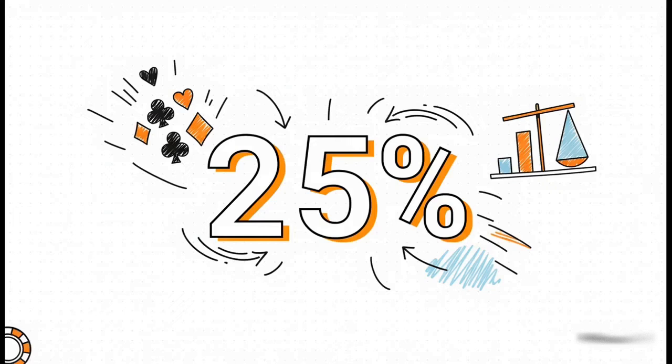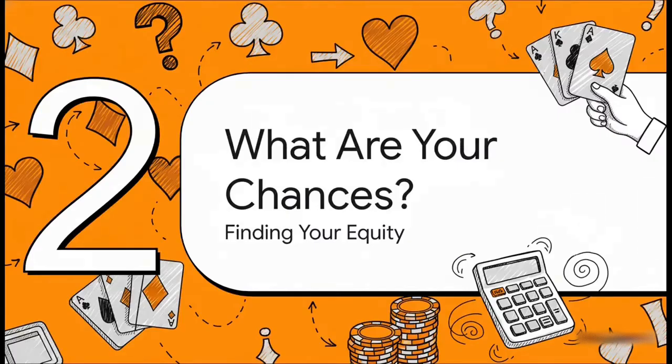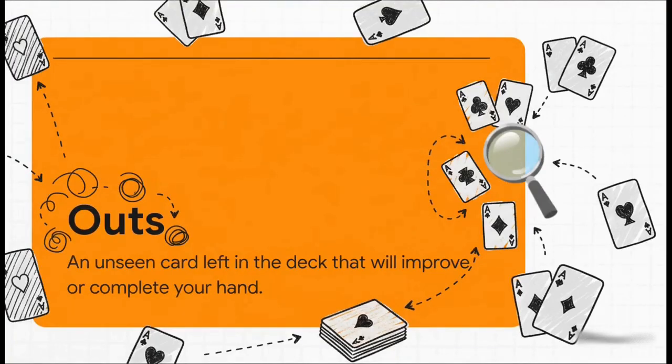And listen, this number is everything. It tells you that to make a profitable call here, your hand needs more than a 25% chance of winning. That's your break-even point. Okay, so we know the price. It's 25%. Now for the other half of the puzzle. And this is crucial. How in the world do we figure out our chances of winning? How do we know if it's better than 25%? This is where we get into what's called our hand's equity. And it all kicks off with counting your outs.